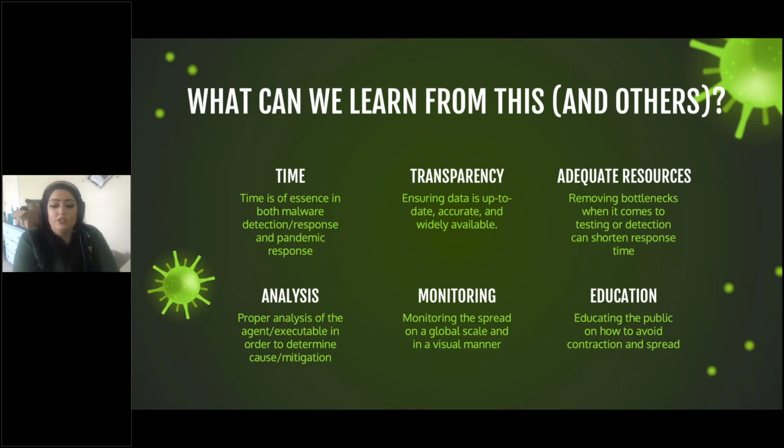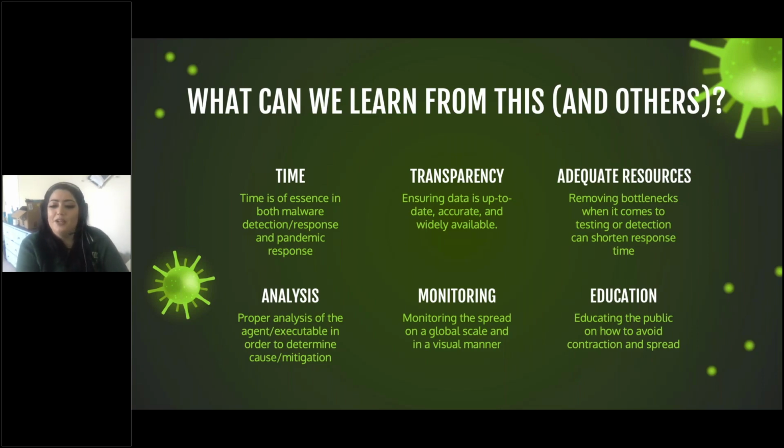Second, transparency is also extremely important and has been lacking in some of the incident response measures when it comes to a breach or attack. Ensuring that data is up to date, accurate, and widely available will assist not only affected entities, but others that are potentially facing the same attack in the future and trying to secure against it.